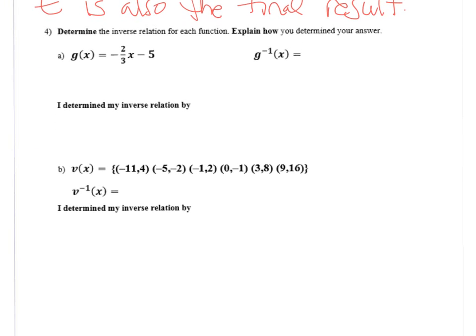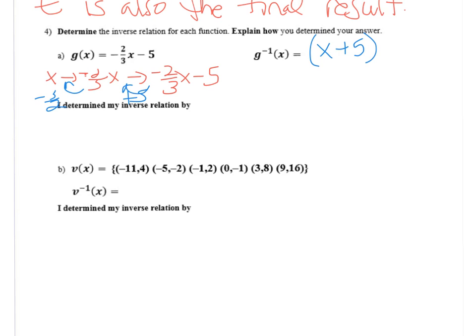Okay, for number 4, determine the inverse and explain how you did it. Okay, so for A, first we had x, then we multiplied by negative 2/3, and then we took that minus 5. Going backwards, we're going to add 5 and multiply by negative 3/2. So that's going to be x plus 5 all times negative 3/2.